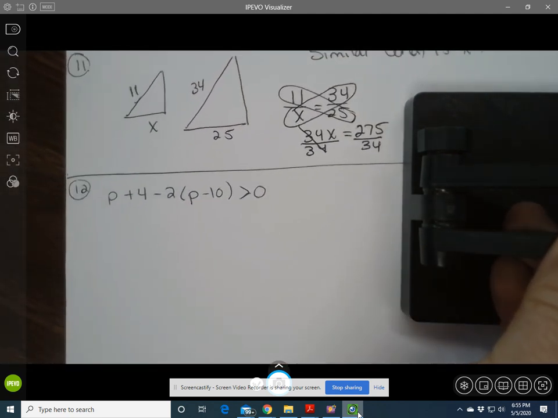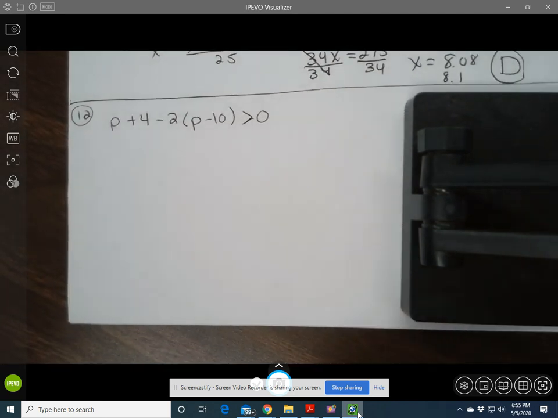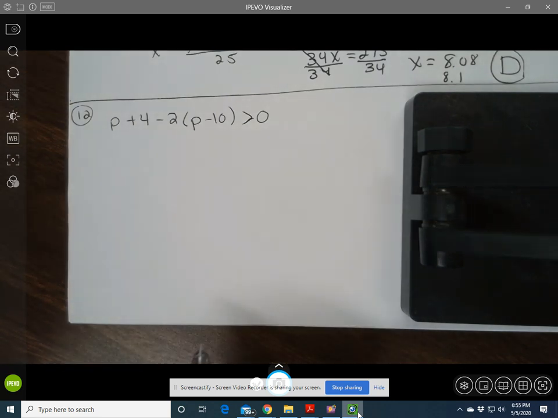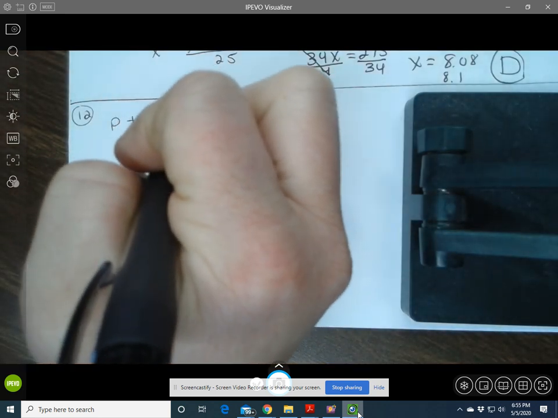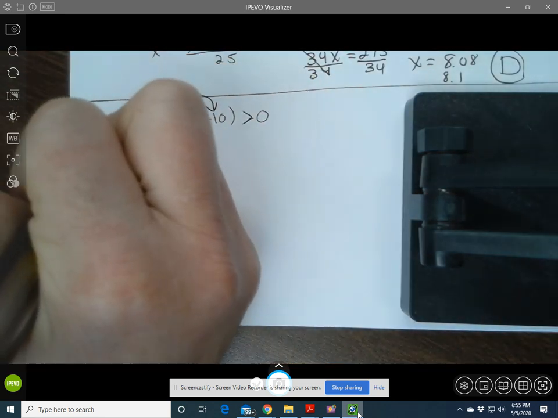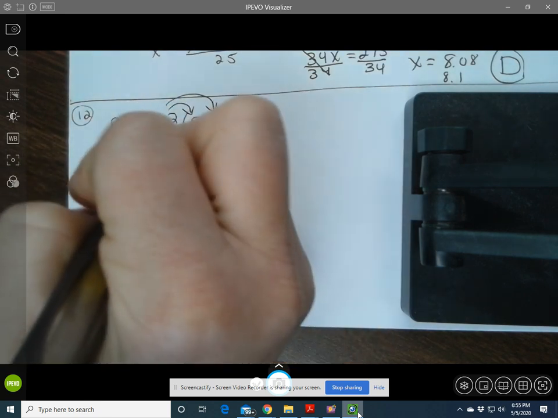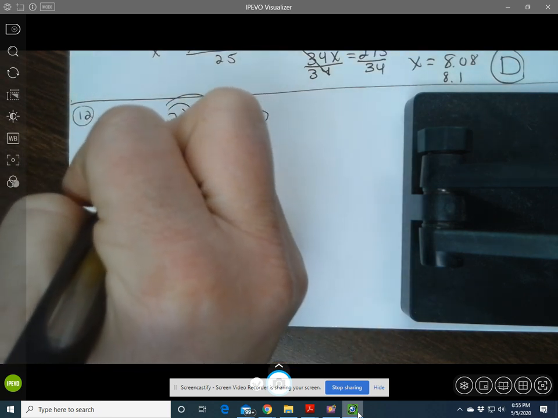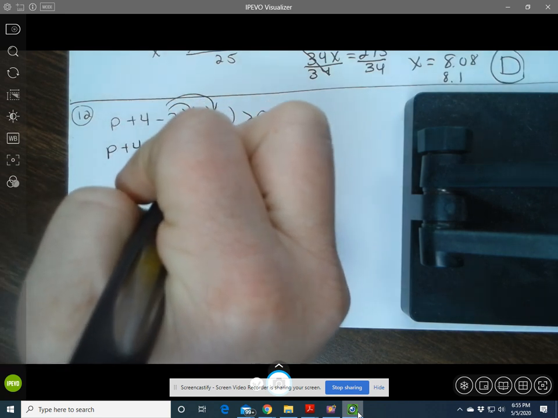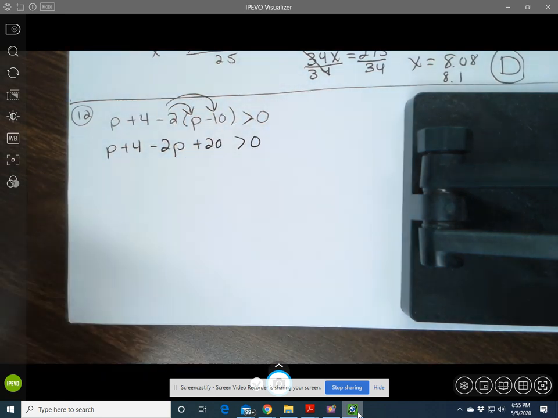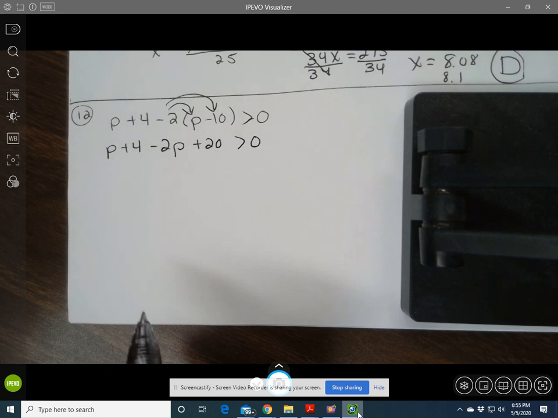Now, this last one might be one that you guys forgot. This is chapter 3. It's inequalities. It can be a little tricky, but use your PEMDAS first. So you're going to distribute this and get rid of those parentheses. So you're going to have P plus 4. And that's going to now be a negative 2P, and that's going to be a positive 20, all greater than 0. So now it doesn't look quite as bad.